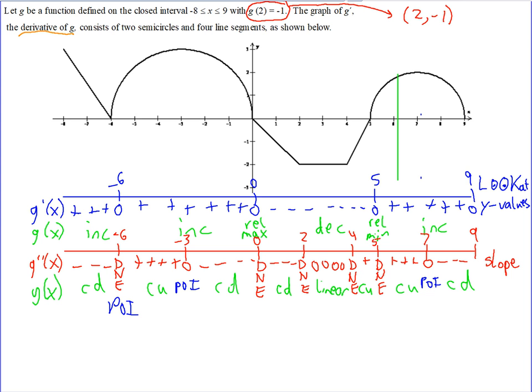And if you line up your number lines, you can see where that's going to happen. First derivative positive, second derivative negative. Notice that happens right here, from -8 to -6. Also from -3 to 0, increasing and concave down, and also from 7 to 9. So those would be our 3 intervals there.